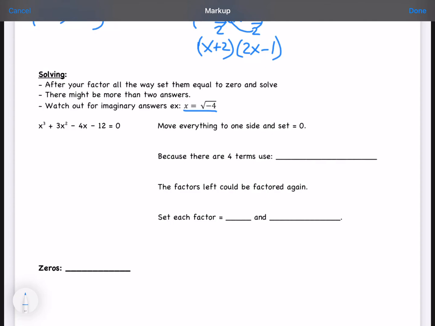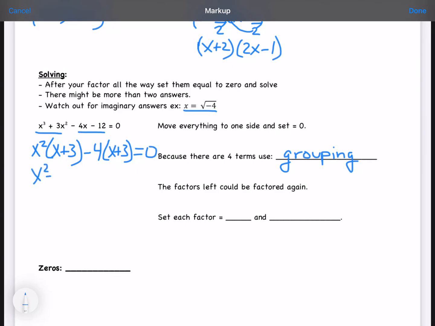Because there are 4 terms, we're going to use grouping. And so we look at these, this group and this group. So x cubed and 3x squared, we're going to take out an x squared and we're going to have left x plus 3. When we have negative 4x and negative 12, we're going to take out a minus 4. We're going to have x plus 3. It all equals 0. So now we have x squared minus 4 times x plus 3 equals 0 when we factor it out.